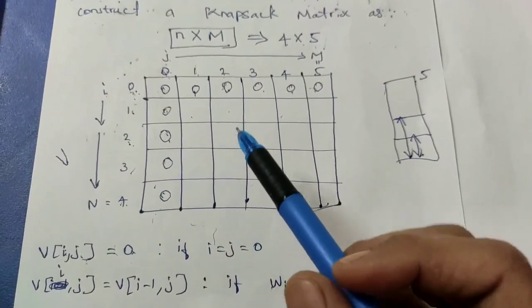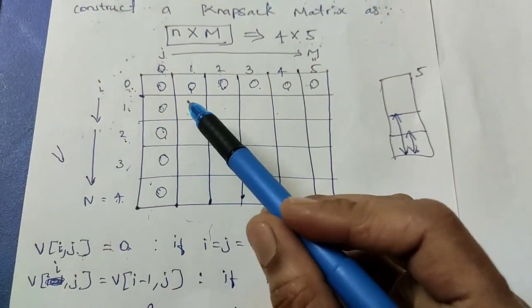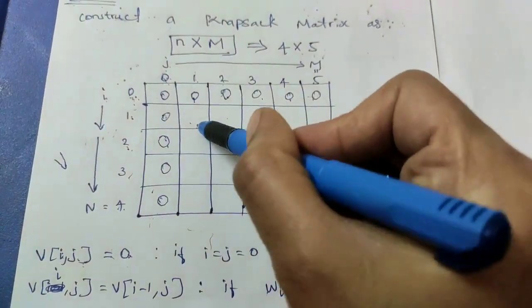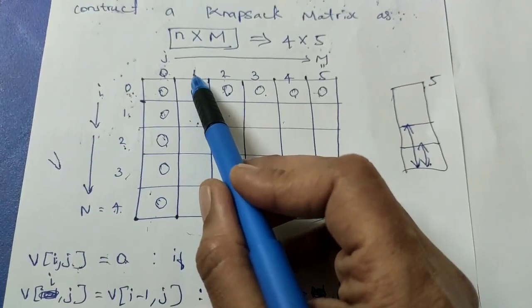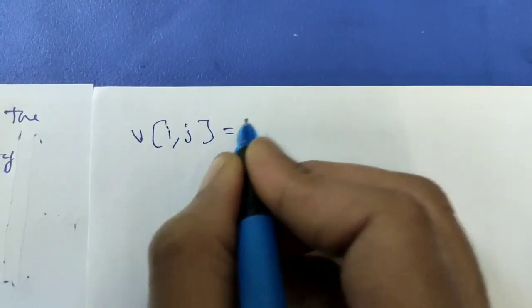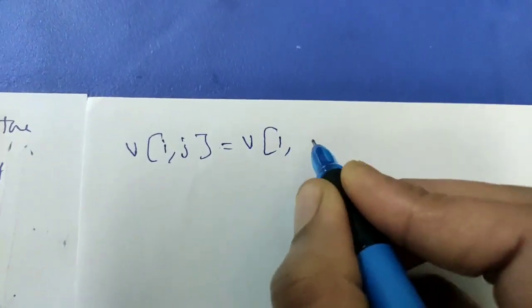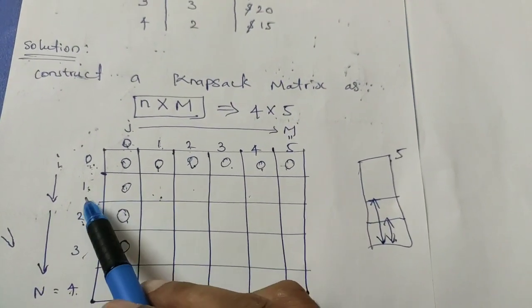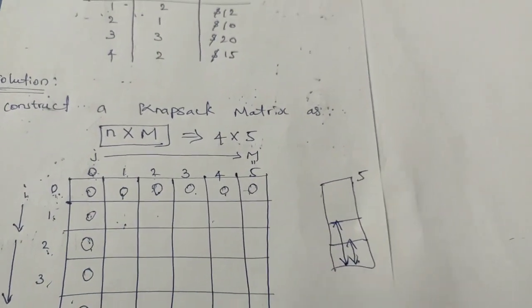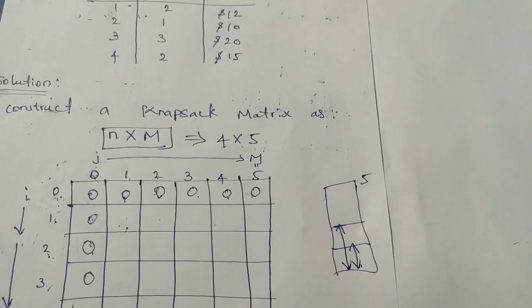What is the next location to fill? This is the next location. So what is the i value? It is 1. What is the j value? It is 1. So what is the location I want to calculate? I want to calculate v of i comma j, that is i value is 1, j value is also 1. So what is the location to fill? This is location 1 comma 1. So that is the location I am just going to calculate.